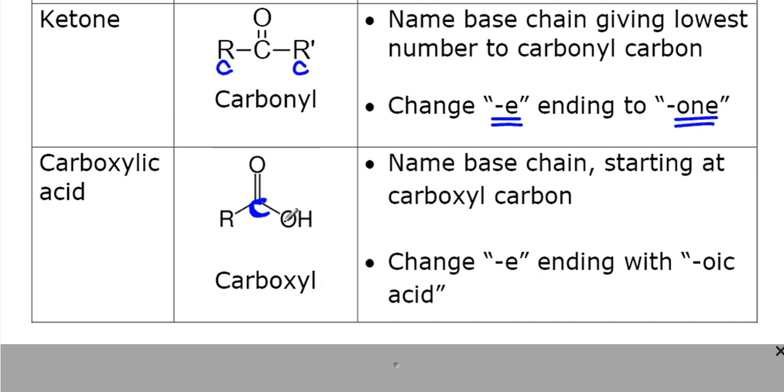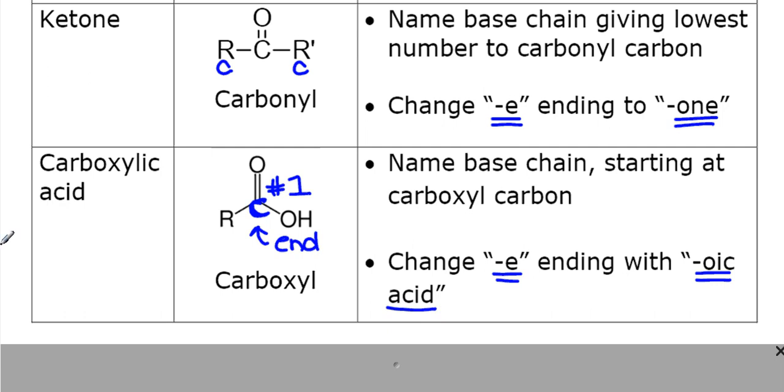This one, because it has to have this bonding structure, is also always going to be on the end of a chain. And we always give it position number 1 when we count our longest chain. So the base chain here, we start at that carboxyl carbon and we count 1, 2, 3, and so on. Like you've seen with the others, this one also has a suffix change. We take away the E from A-N-E, we add on O-I-C, oic, and then we put the word acid because this is an acid.